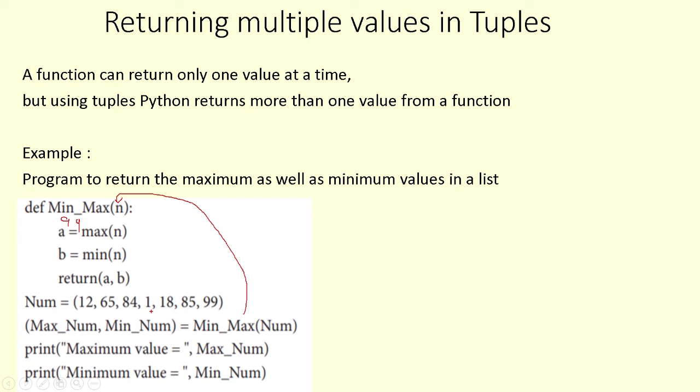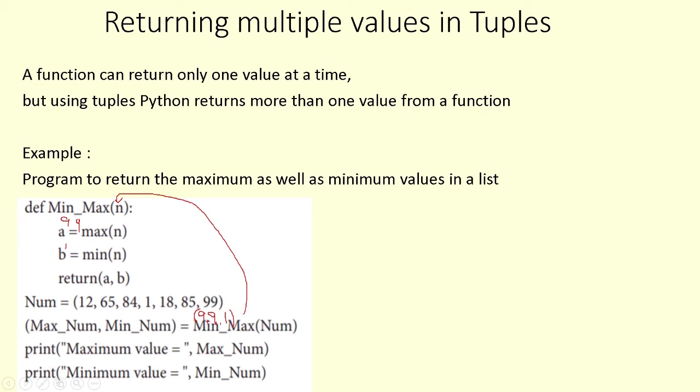Okay, the next statement is min. What is the minimum value among these? 1 is the minimum value. So 1 will be assigned to b. So return a comma b. So now what is the first value? 99 and 1 will be returned here. Okay, so you will have here 99 comma 1.